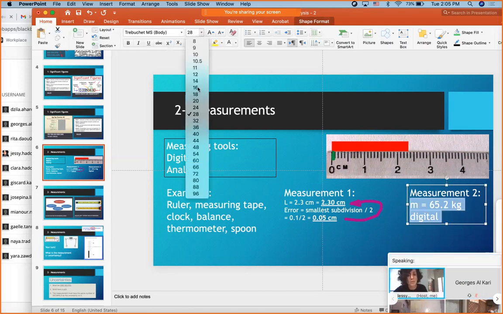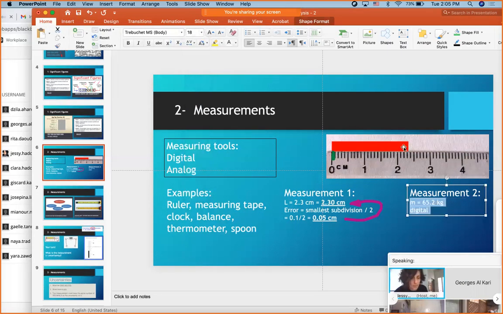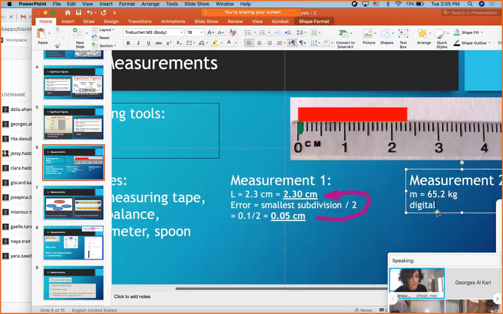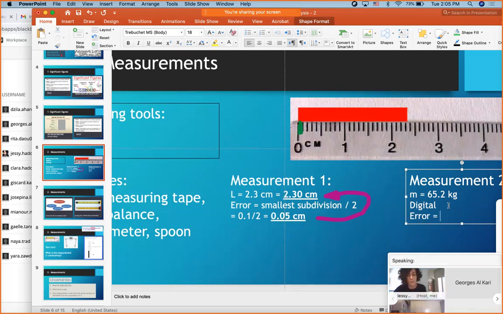All right, so it was a digital measuring tool. I don't need to estimate, because as you can see here, Clara was estimating 2.3 or 2.30 or 2.31. No need to estimate because I have a screen. And this is a bathroom scale, by the way. Can you tell me the error, or the smallest measurement one can make using this scale? So it's the smallest reading. What is the smallest reading?